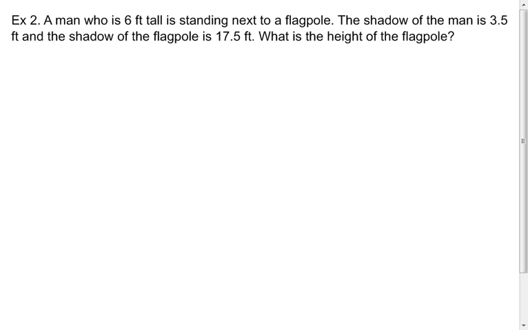Next example, we can do this with real-life type problems. A man who is 6 feet tall, that looks like a piece of information, is standing next to a flagpole. The shadow of the man is 3.5 feet. The shadow of the flagpole is 17.5 feet. We're trying to find what is the height of the flagpole. So there's 3 pieces of information we know, one that is missing.